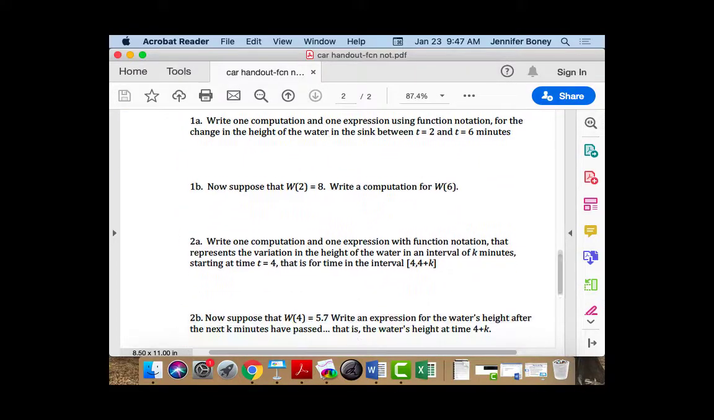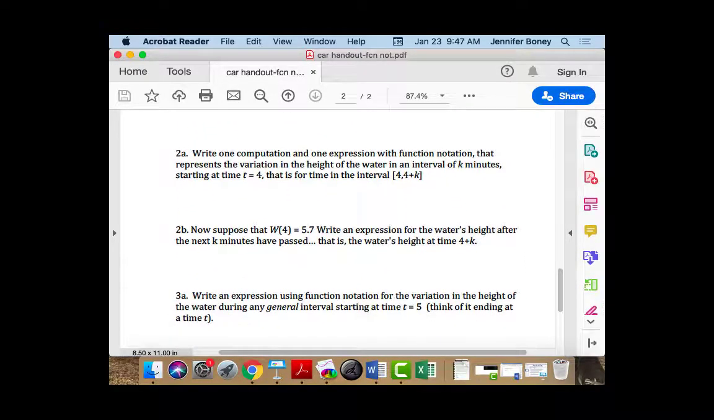All right, so again, the rate at which the water is dropping for the whole problem is this 1.23 centimeters per minute. So take a look at 2a and b. This is just slightly more general. Write a computation and an expression with function notation to represent the variation in the height of the water during an interval of k minutes that start at time t equals 4. So that is, during the time interval 4 through 4 plus k, what happens to the height of the water?